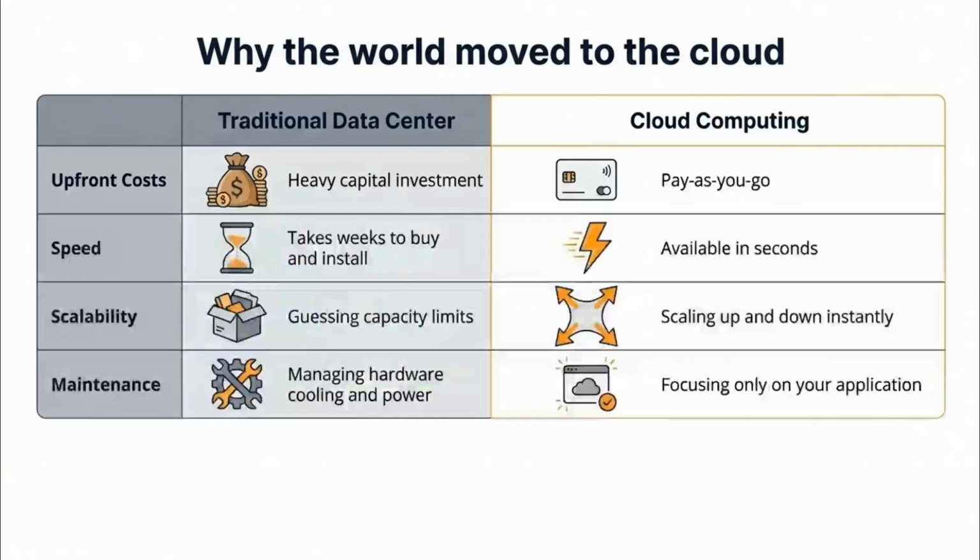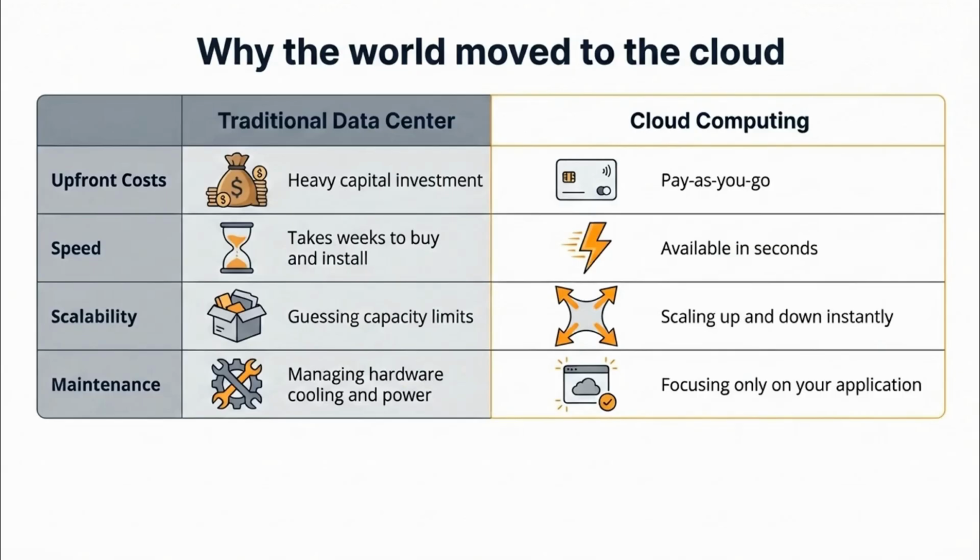I wanted to ask, why did everyone abandon their traditional data centers? When it comes down to flexibility and cost, in the past, if you wanted to launch an app, you had to guess how many servers you needed. You also needed to buy them upfront and wait a few weeks for delivery. If your app went viral, your servers crashed. If it failed, you were stuck with expensive hardware. So the cloud solved this. You pay only for what you use, and you can scale up or down in seconds. The world moved to the cloud.